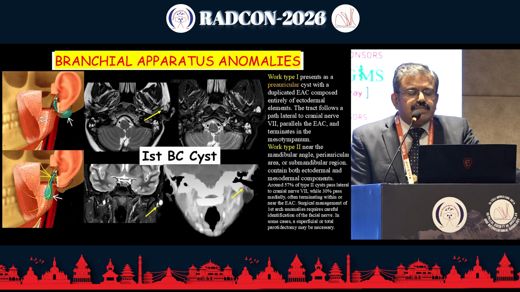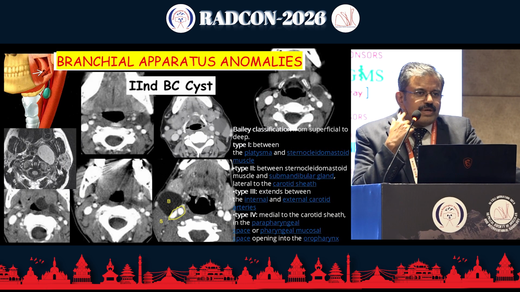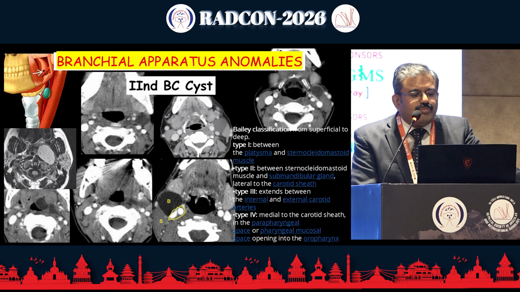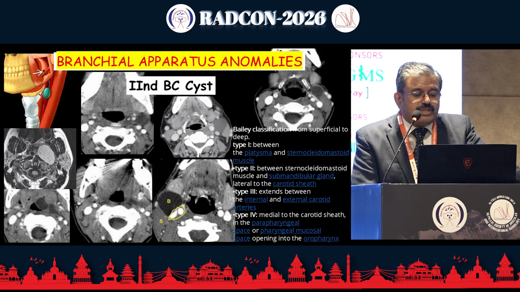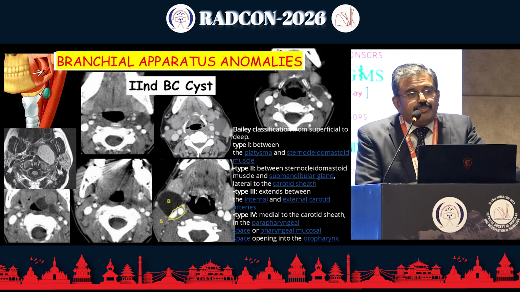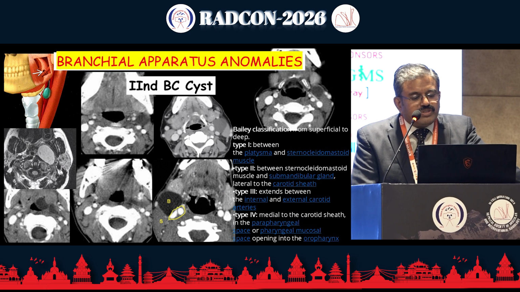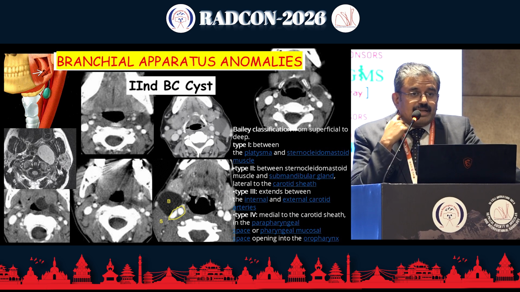Type 2 cyst is typically situated slightly lower, at the level of the angle of the mandible. There are 4 types based on location, from superficial to deep. If it is in the superficial location, then it is Bailey 1. Bailey 2 is between the sternocleidomastoid and the submandibular gland. This is a Bailey 2 branchial cleft cyst. Bailey 3 is between the 2 carotids. And Bailey 4 is in the tonsillar fossa, if it is deep. So 1, 2, 3, 4 are superficial to deep at the level of the angle of the mandible.